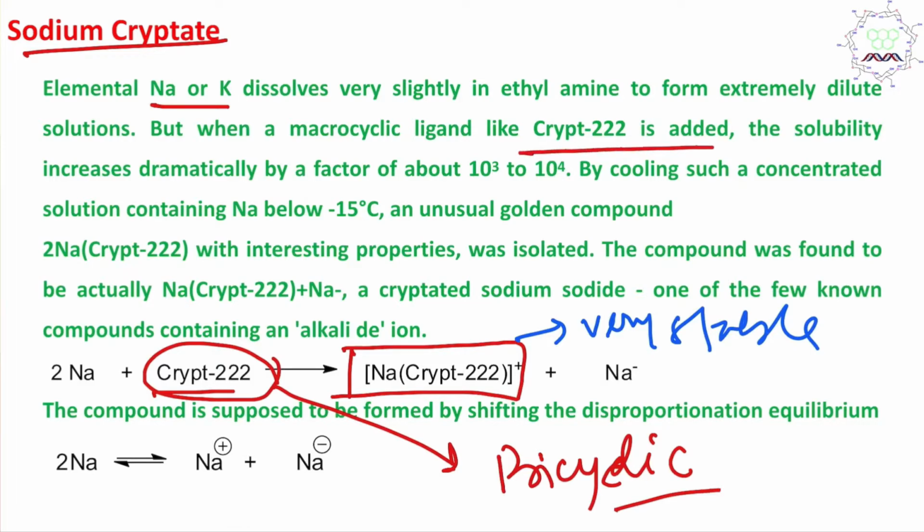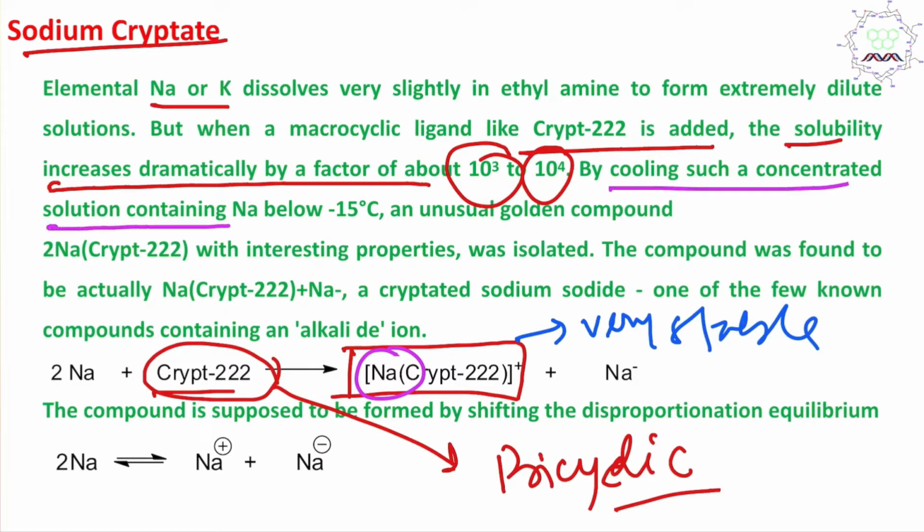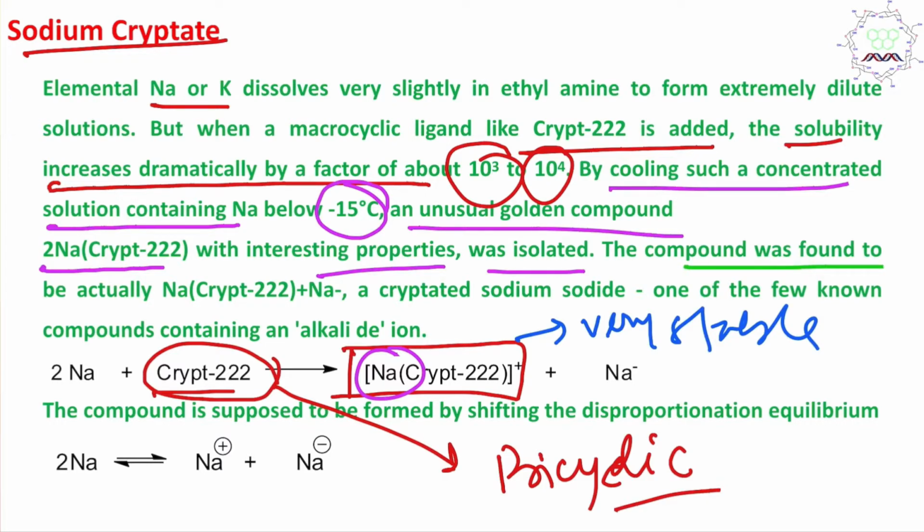So when crypt is added, the solubility increases dramatically by a factor of about 10 to the power 3 to 10 to the power 4. From this you can understand how much stability this cryptate provides to the metal, in this case sodium. By cooling such a concentrated solution containing sodium below -15 degrees centigrade, an unusual golden compound, sodium crypt-222, is produced with interesting properties. It is isolated. The compound is found to be actually sodium plus cryptate ligand and sodium minus.